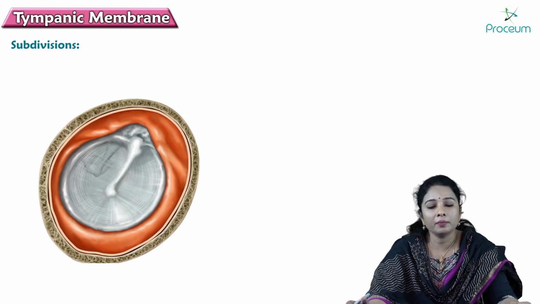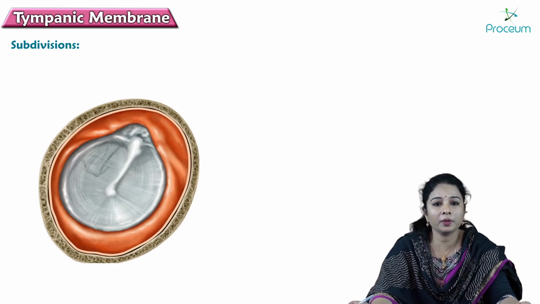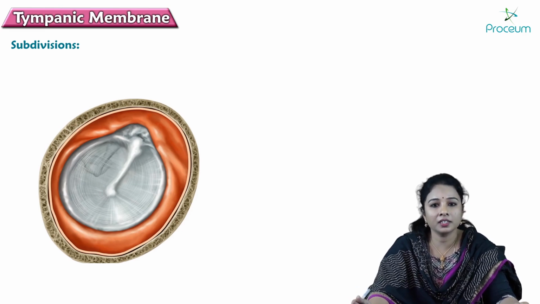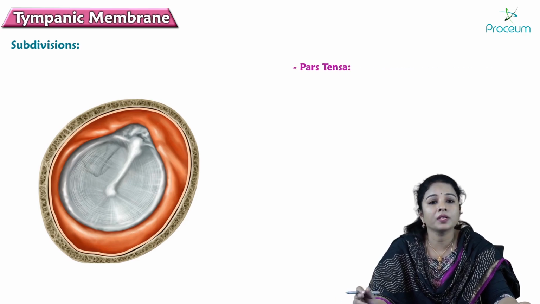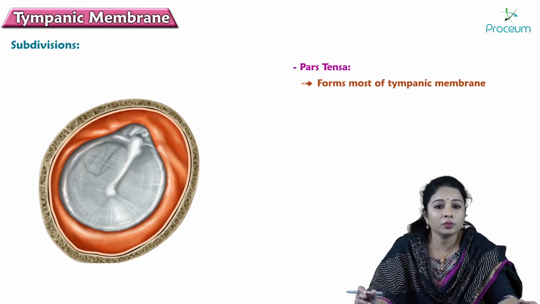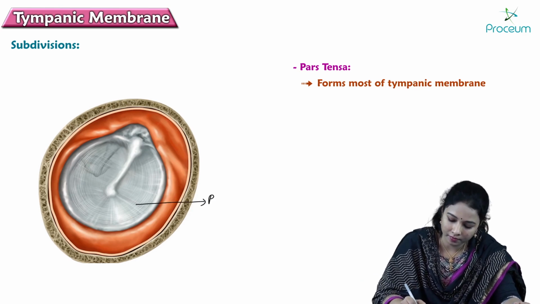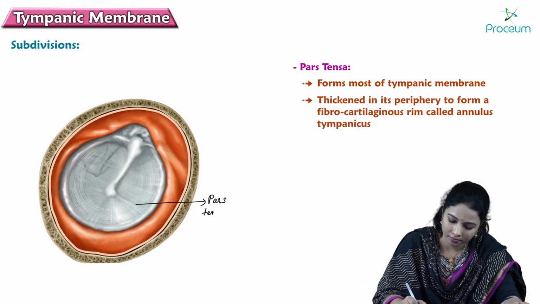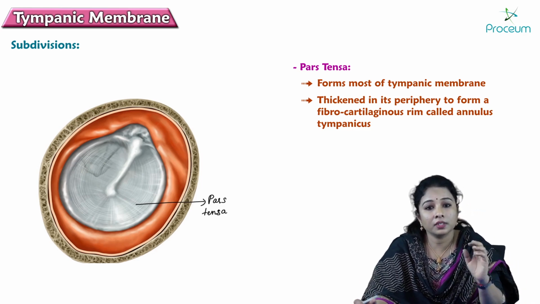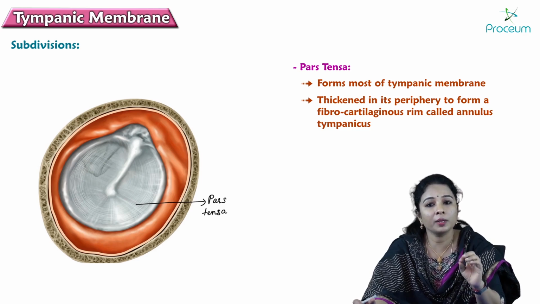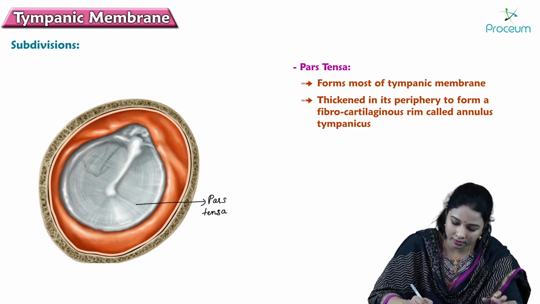Subdivisions of the tympanic membrane. So here is the tympanic membrane viewed from the lateral aspect, from the external ear. It is divided into two parts, pars tensa and pars flaccida. Pars tensa forms most of the tympanic membrane. And it is thickened at its periphery to form a fibrocartilaginous rim called the annulus tympanicus.